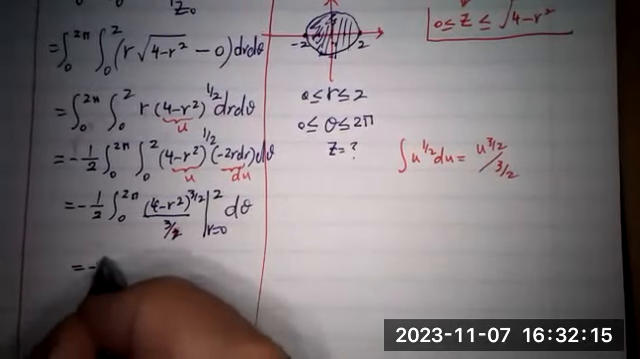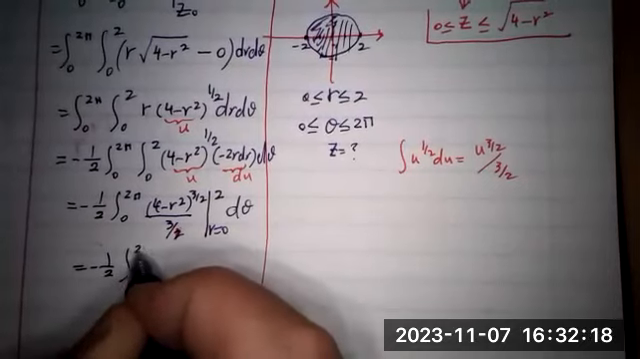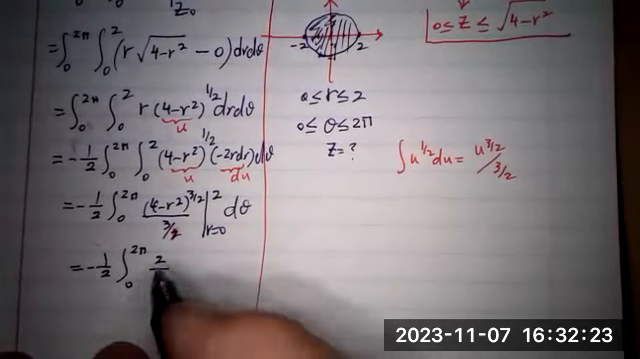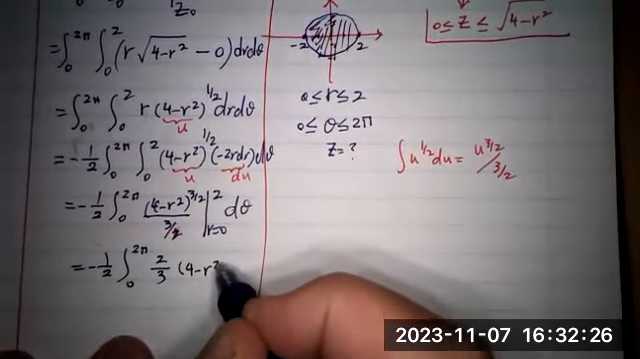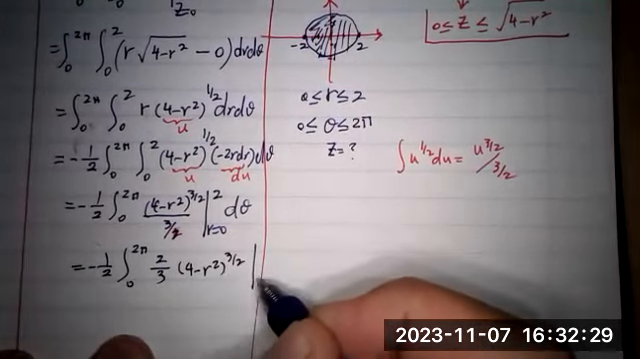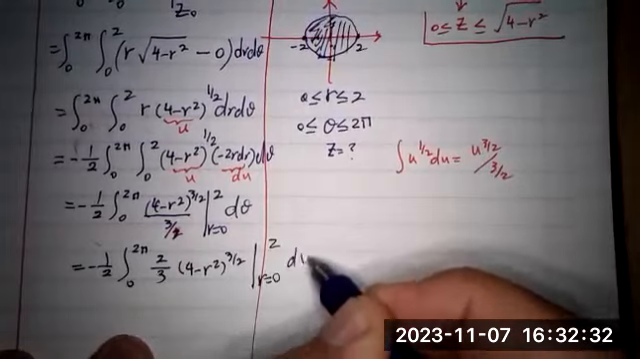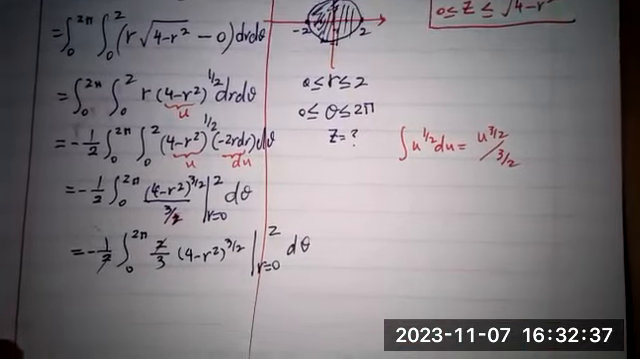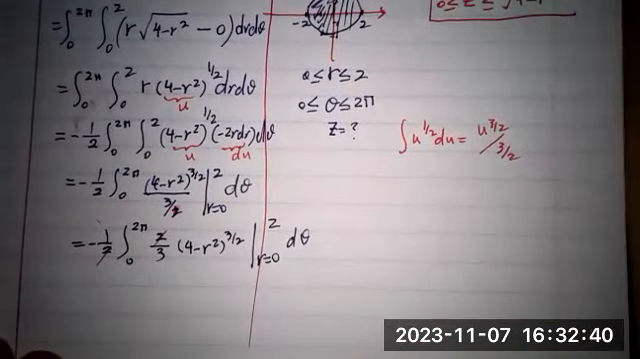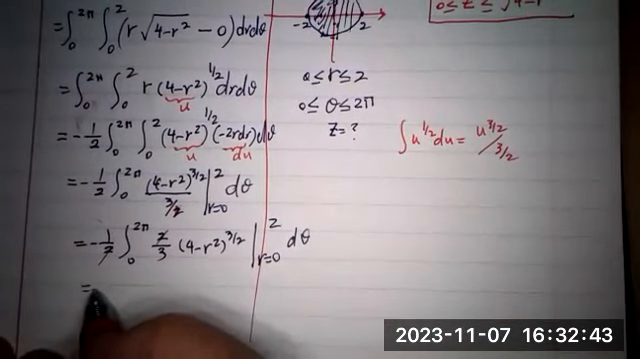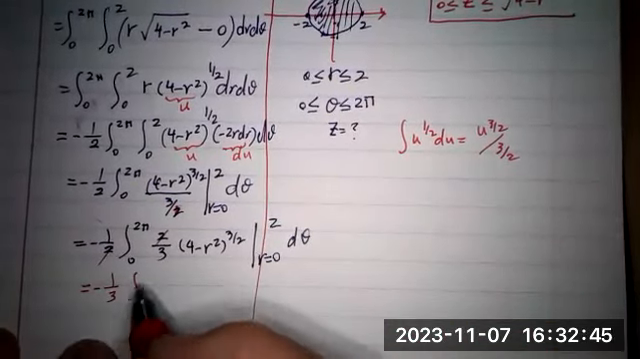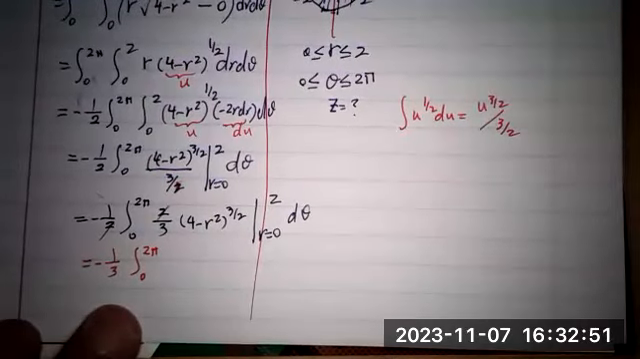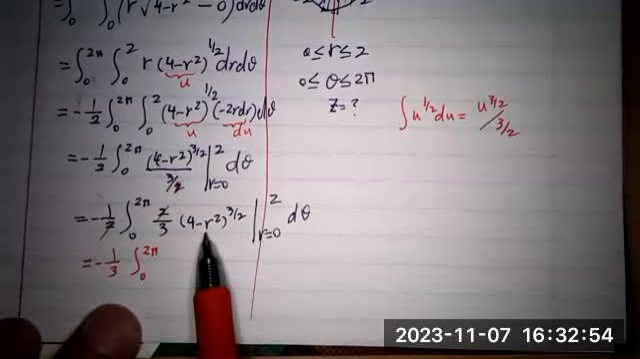Then you substitute negative 1/2, integral from 0 to 2 pi. So that gives you 2/3 times 4 minus r squared to the 3/2 from 0 to 2, then d theta. You can simplify these two, and you can pull out the 1/3 outside if you like. So that gives you negative 1/3, integral from 0 to 2 pi. It makes it easier to handle the rest. They are all optional. Then you substitute r equal to 2.